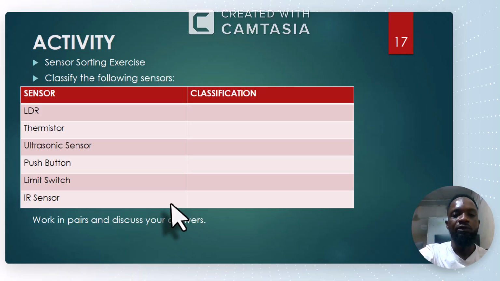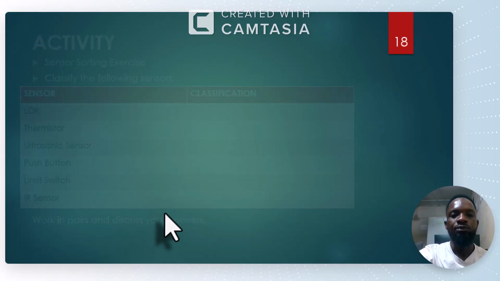Very good. I believe by now we've written our answers down. Very good. So let's proceed.